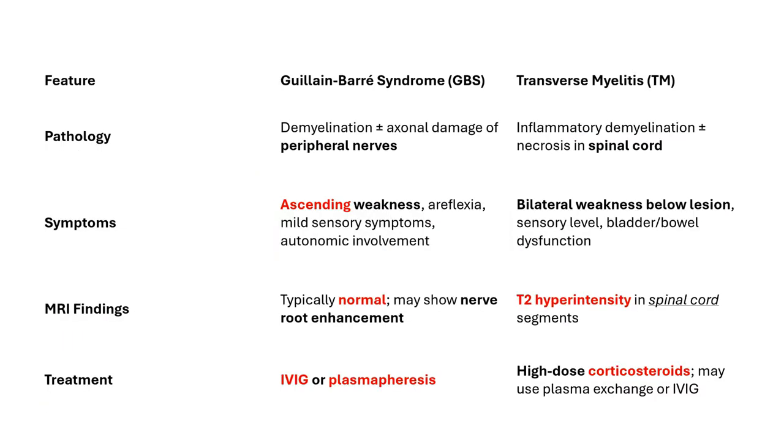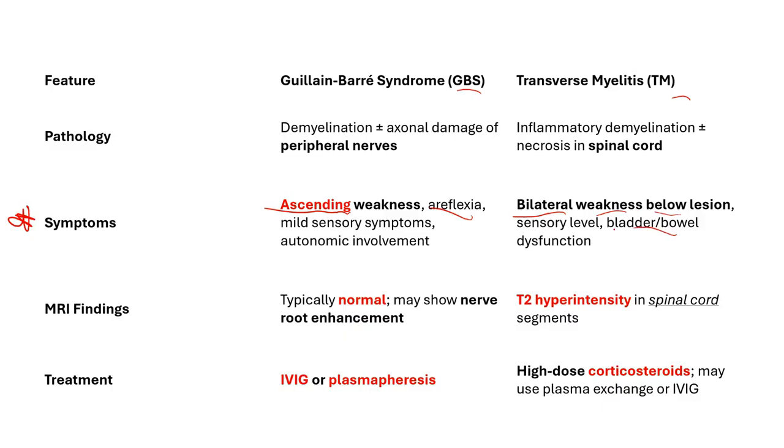For simplicity purposes, I've made a table here that compares GBS and transverse myelitis. This highlights everything that we've pretty much talked about, comparing these two things. Again, the symptoms are very, very important to discern between. GBS, we will get an ascending weakness with areflexia. Transverse myelitis will get a bilateral weakness below the lesion, typically affecting one level of dermatome. We also see some sort of bladder or bowel dysfunction.